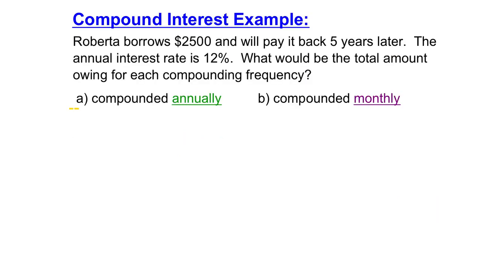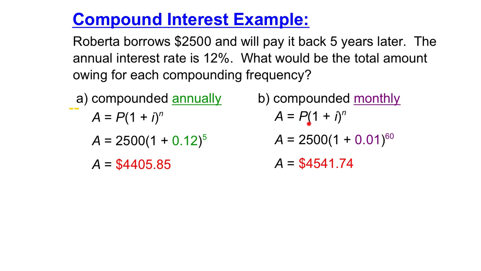So let me walk you through an example of compound interest. Roberta borrows $2,500 and will pay it back 5 years later. The annual interest rate is 12%. What would be the total amount owing for each compounding frequency? In the example I already went through, the interest was compounded annually. That means once every year. However, you can compound the interest more frequently than that. For example, annually versus monthly.